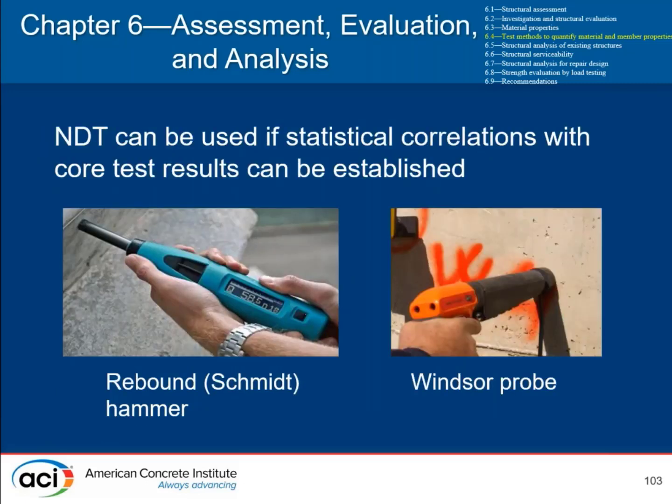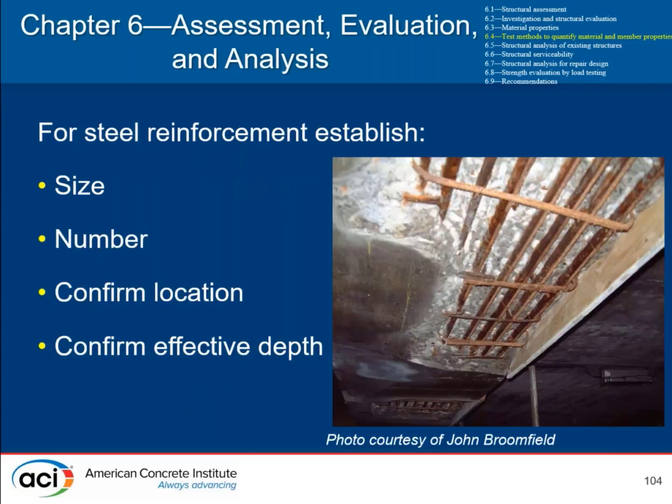And as we've said before, you can use NDT, but only if statistical correlations with core test results can be established. So there are a couple of popular NDT devices. For steel reinforcement, it's inconvenient that it's fairly easy to find out about concrete strengths, but many resistances are actually quite insensitive to the concrete strength. So whatever you can find out about the steel reinforcement, the bar sizes, the number of bars, the locations of the bars, the effective depths, those are all very useful pieces of information in an evaluation.